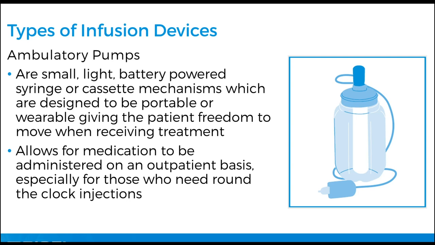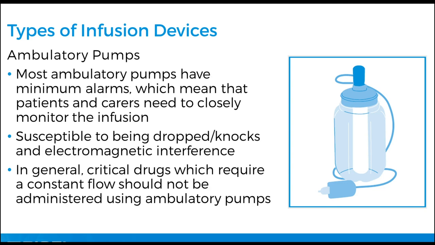Ambulatory pumps are small, light, battery powered syringe or cassette mechanisms, which are designed to be portable or wearable, giving the patient freedom to move and receive the treatment. This allows the medication to be administered on an outpatient basis, especially for those who need round the clock injections. Most of these pumps have minimal alarms, which means the patient and carers need to be closely monitored, and they are susceptible to being dropped, knocked, and electromagnetic interference. In general, critical drugs which require a constant flow should not be administered using this device.